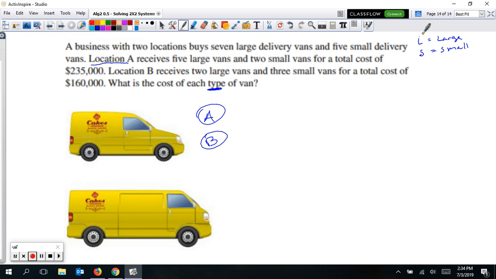Okay? I'm going to use L and S. Now if you want to use X and Y, you can. You can assign X to the large ones, Y to the small ones, or whatever you want there. I like using the letters that they come with, though, so it just helps me remember which one's which. So location A, it receives 5 large vans, so 5 L's.